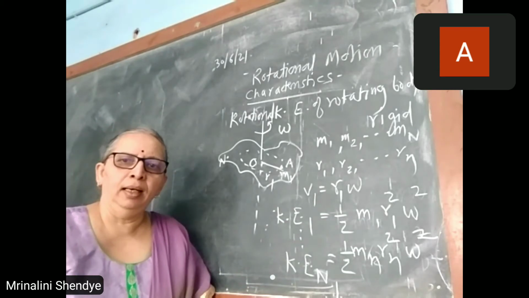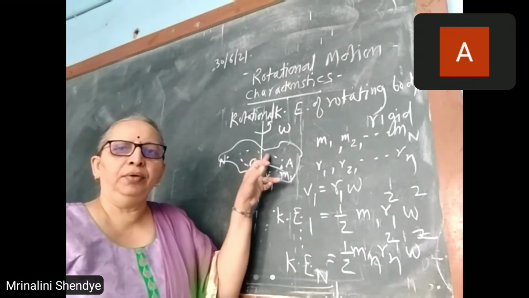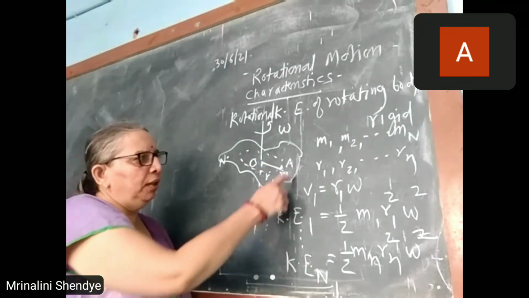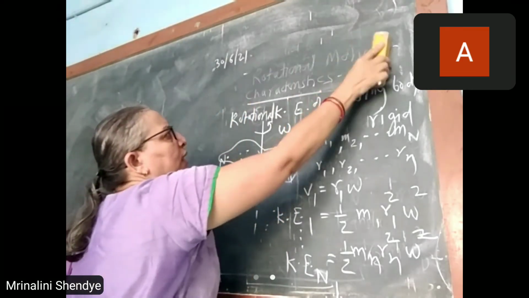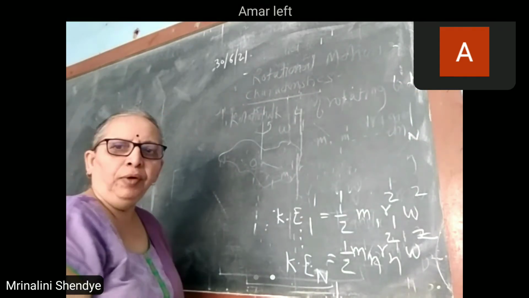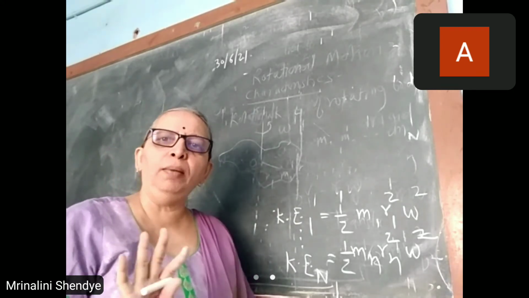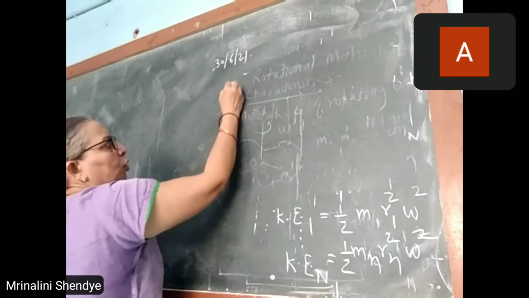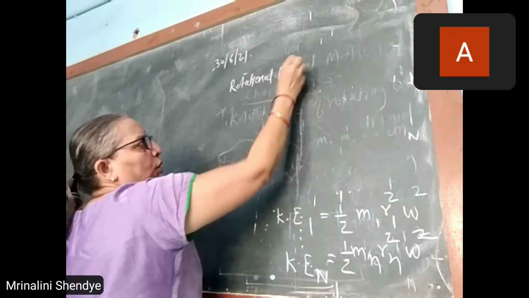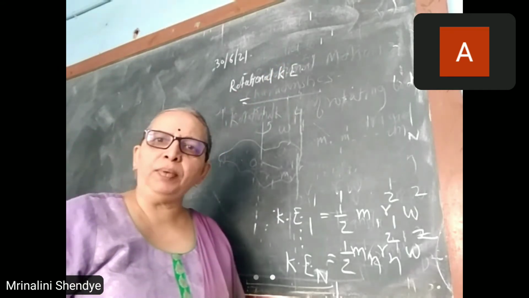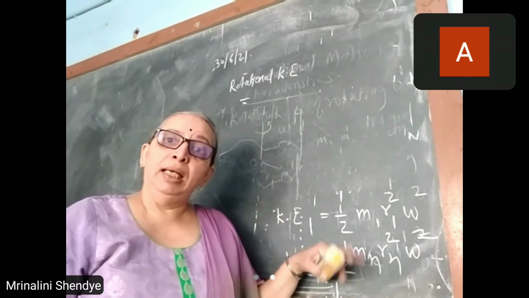ये सब हो जाएगा. And thus, if you add all these together, you will get rotational kinetic energy for the entire body. So, we can find rotational kinetic energy of the body by adding all translational kinetic energies of all particles together. So, the resultant rotational kinetic energy of the rotating body will be the sum of kinetic energies of all particles, which are of translational type, linear type.